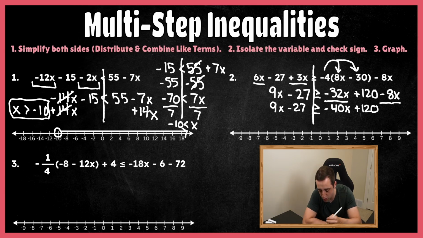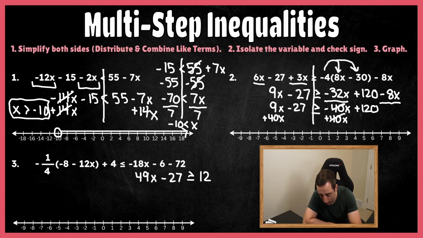So step 1's officially done. We've simplified both sides as best as we possibly can. And now our goal here is to isolate the variable and get it by itself. Once again, we want to try to deal with a coefficient, or the number in front of the variable, that's positive. So I can do that by adding 40x to both sides. Our 40s are going to cancel. I'm just going to write the work down here somewhere, and then I'll erase it later. 49x minus 27 is greater than or equal to 120.